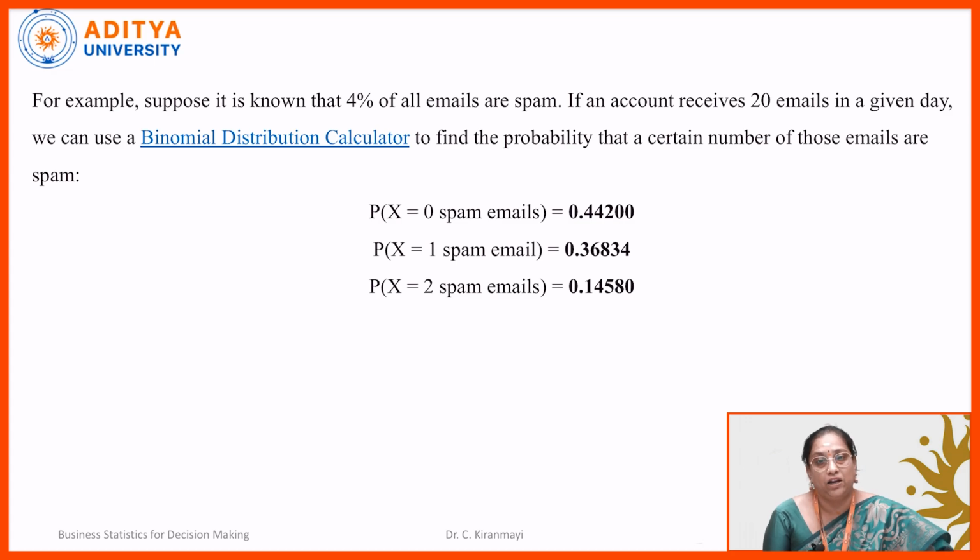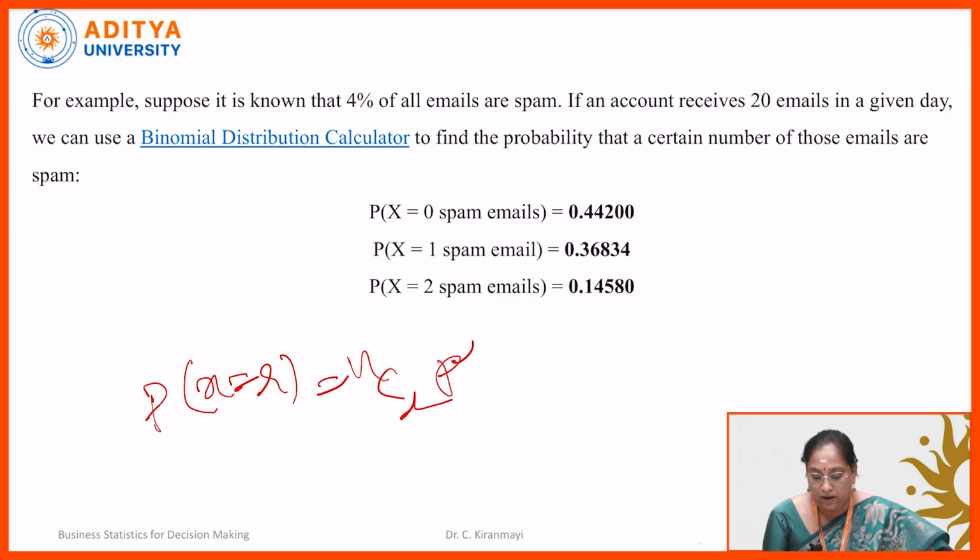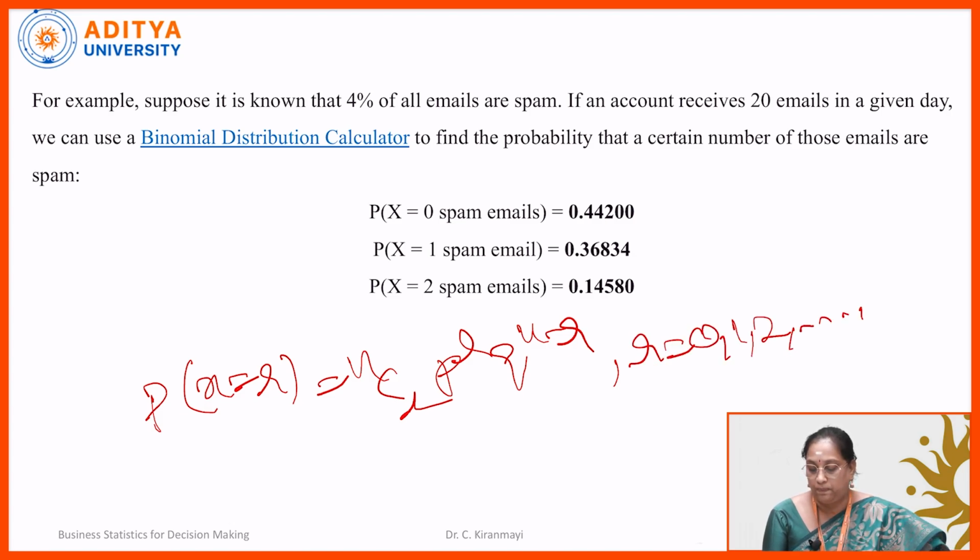So, the formula for binomial probability is given by P(X = r) = nCr p^r q^(n-r), where r runs from 0, 1, 2 up to n. So, this is the formula to calculate binomial probability. And here we are given that suppose it is known that 4% of all emails are spam.